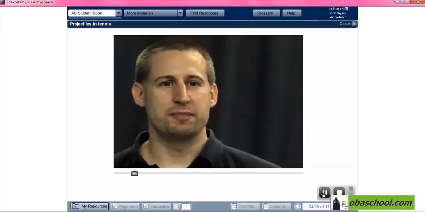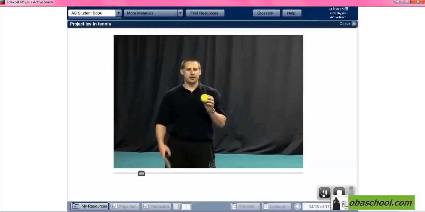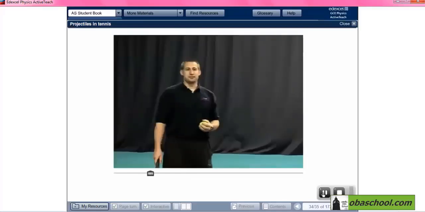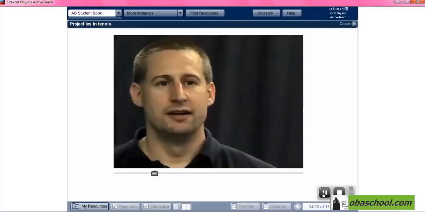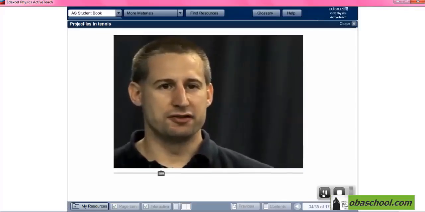Now, a parabola is a path that's made up of two components. In the vertical component, the ball has to go up and down, as gravity's pulling on it the whole time. So the gravity affects the path of the ball. The other component is the horizontal component, and the ball travels horizontally.